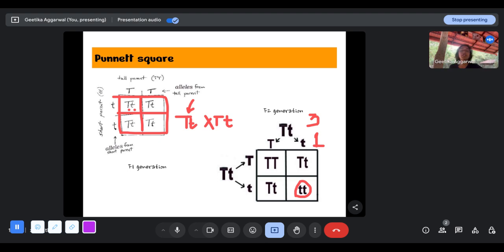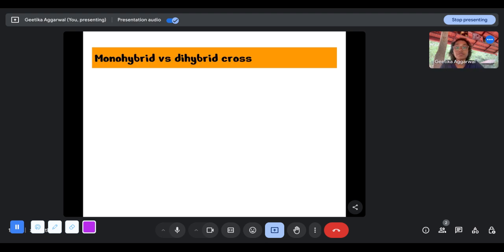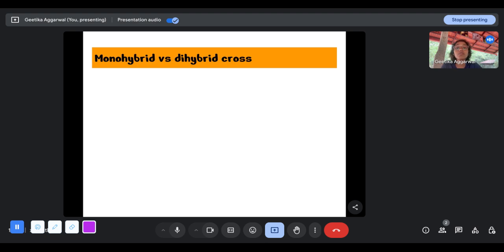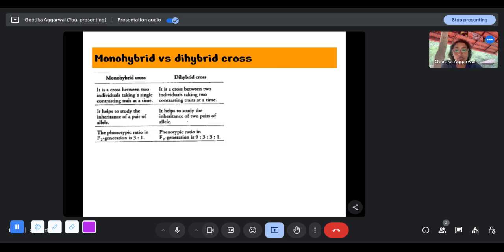So you can use the Punnett square to actually calculate the phenotype if you know the parent genotypes. Okay. So now let's talk about something which is not discussed in the lecture, which is the monohybrid versus dihybrid cross. So I'll just explain it a little bit to you guys. What is a monohybrid cross and what is a dihybrid cross?